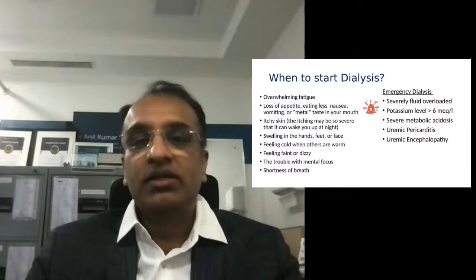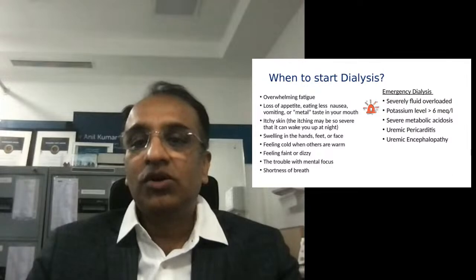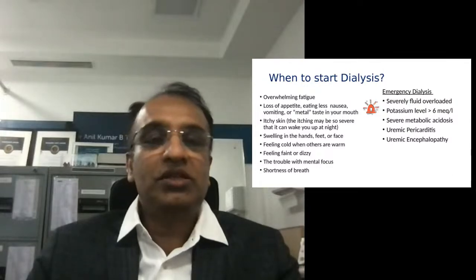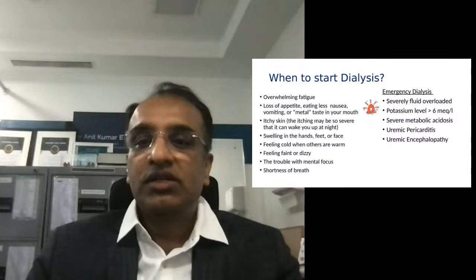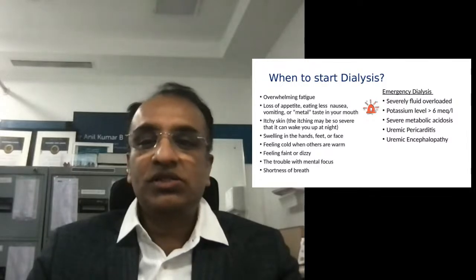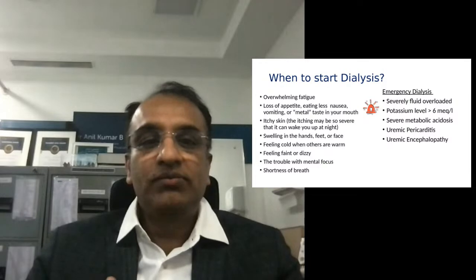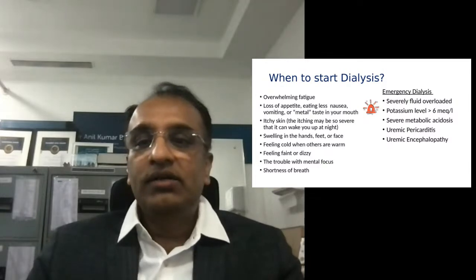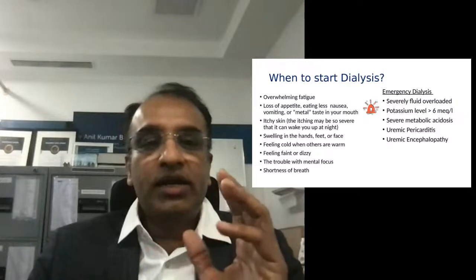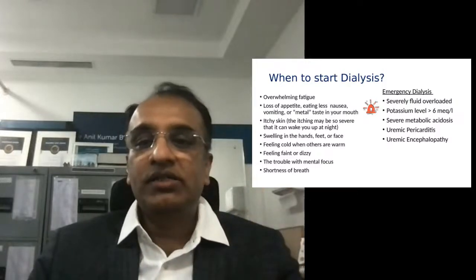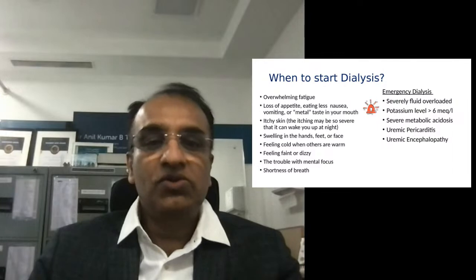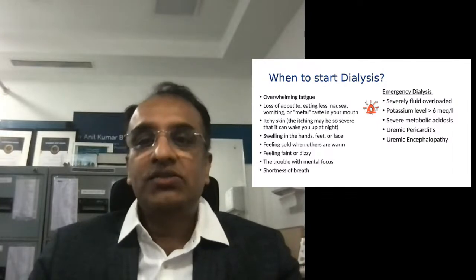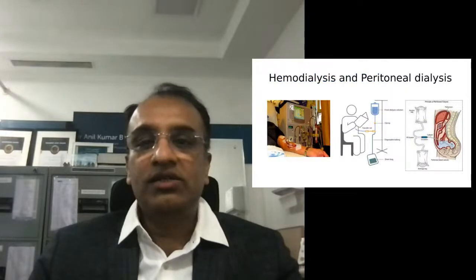It's not depending on one creatinine level. But there are some conditions where, whatever the creatinine level, you have to do emergency dialysis. That is severe fluid overload, if your serum potassium in the body is more than 6, or there is severe metabolic acidosis. Acidosis means the acid levels in the body increase. Also if there is water collecting around the heart, which we call pericarditis, and the patient is very confused, very, very drowsy. This is the stage where you have to consider emergency dialysis.